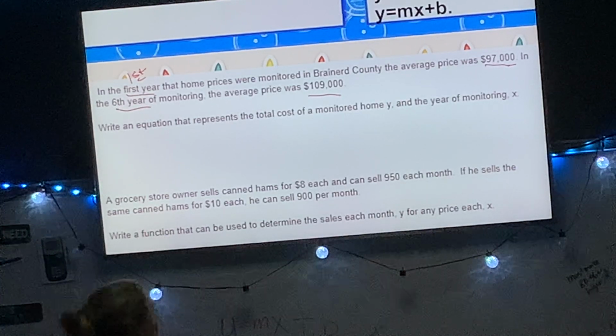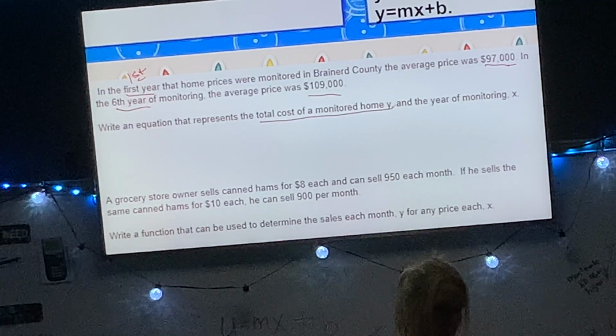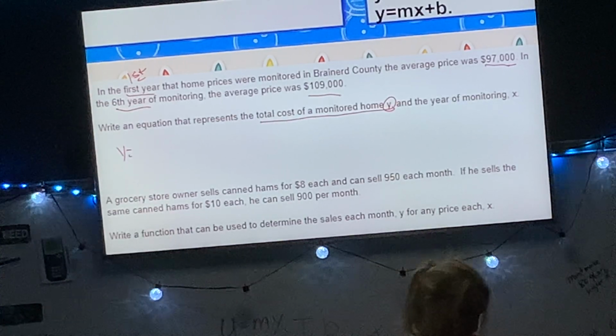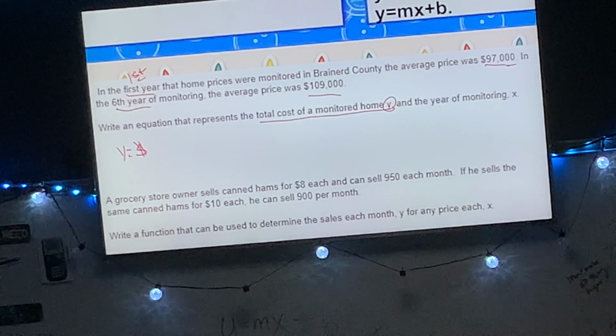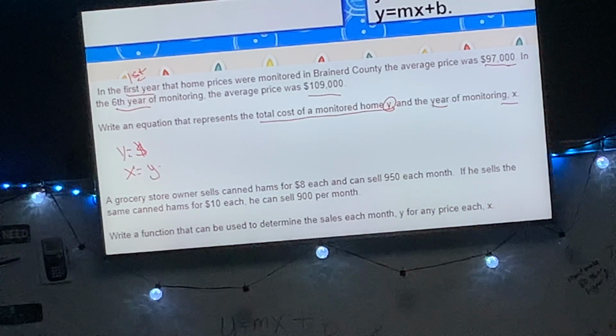Okay, now it says write an equation for the total cost to be monitored to be your Y. So your Y is going to be your money. And then it says the year will be your X. So write that down. Your year will be your X.